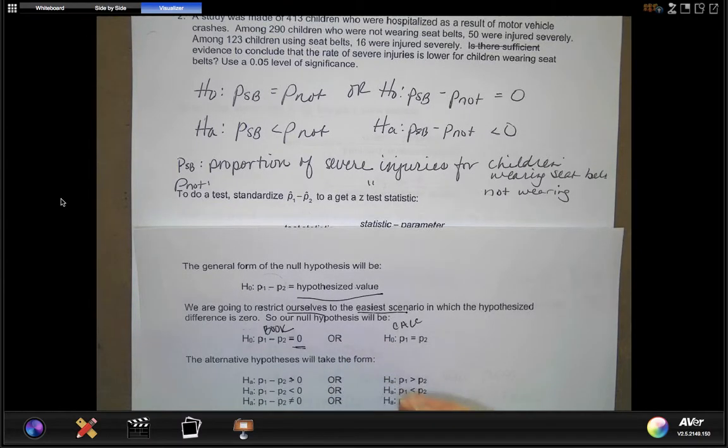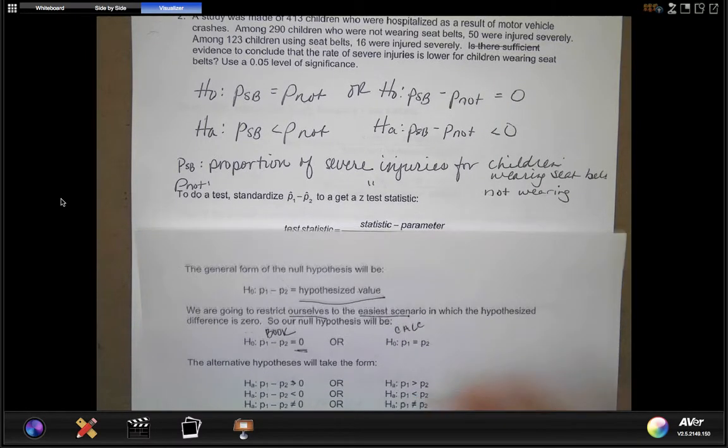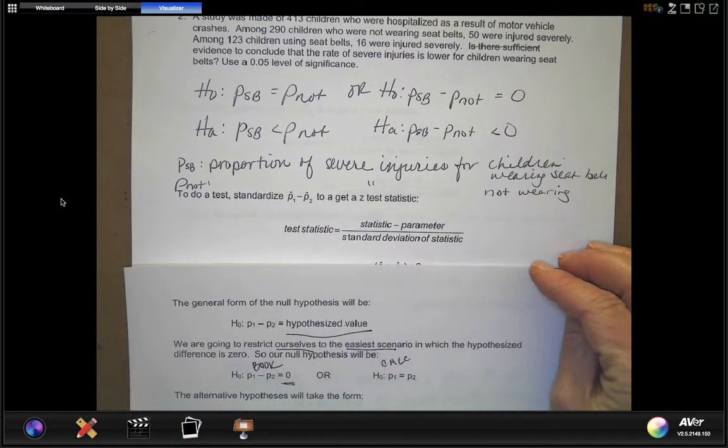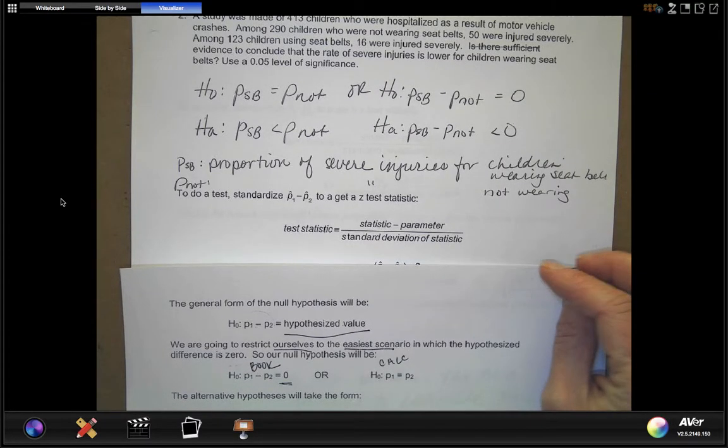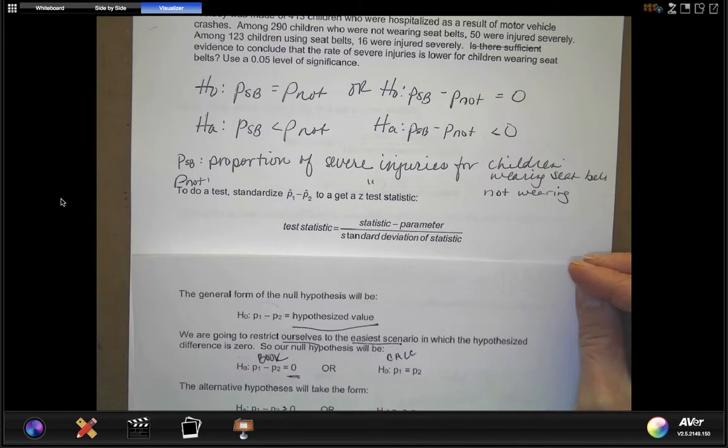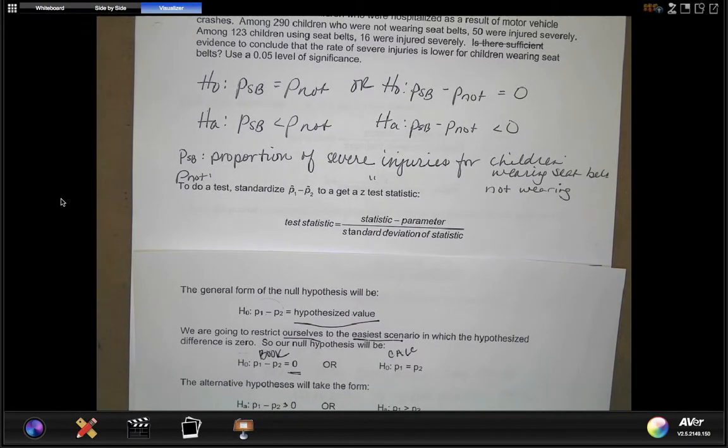So the next thing here, you know that your test statistic is always the statistic minus the parameter divided by the standard deviation of the statistic. So we need to remember a little bit from what we did before. And unfortunately for you, I didn't bring a textbook over with me when I'm recording it, so I'm going to grab one now.